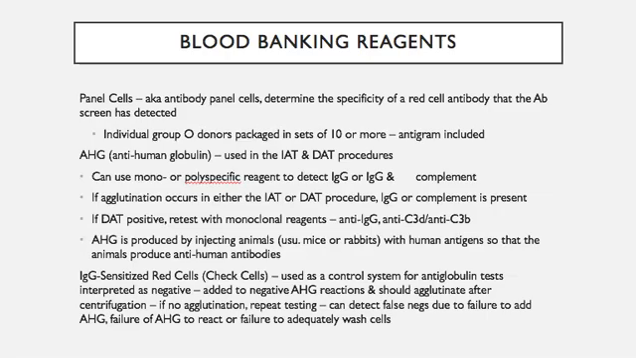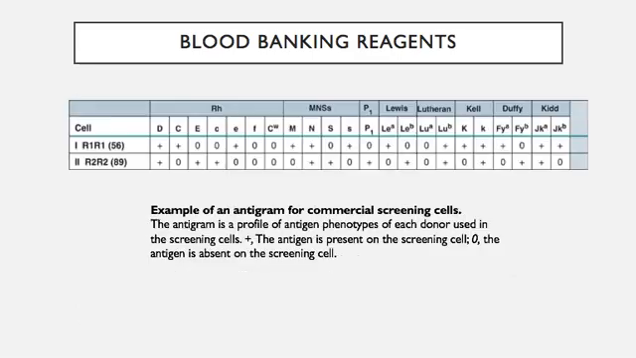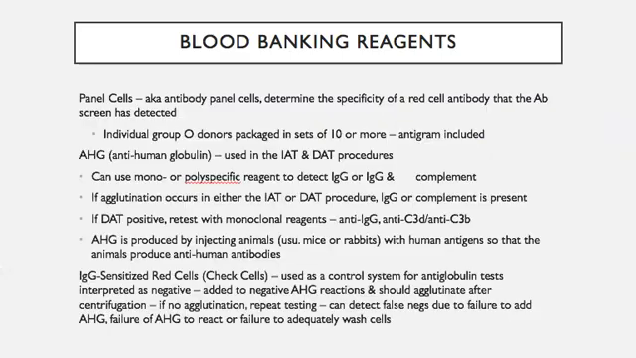Okay, panel cells, also referred to as antibody panel cells, determine the specificity of a red cell antibody that the antibody screen has detected. So we start with the antibody screen, which is our 2 or 3 vial set, to determine if the patient has an antibody. We're doing the panel cells to identify what that antibody is. Those panel cells are made up of donor cells from group O individuals. They get packaged in sets of 10 or more. Whereas those screening cells are 2 or 3 vials, the panel cells are going to be 10 or more vials. You've got an antigram included with that also.